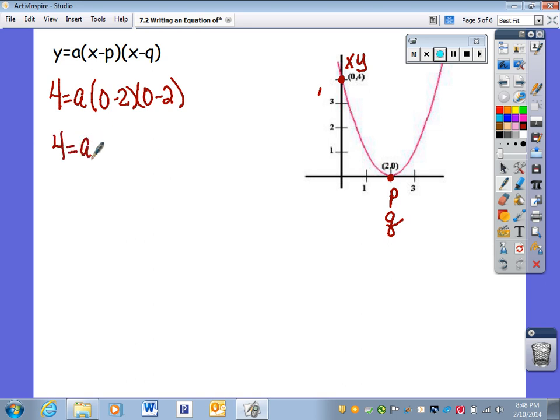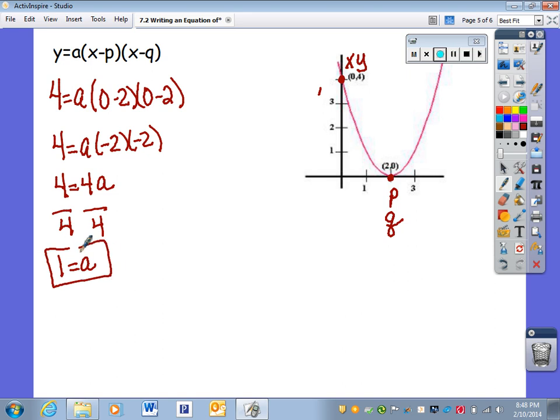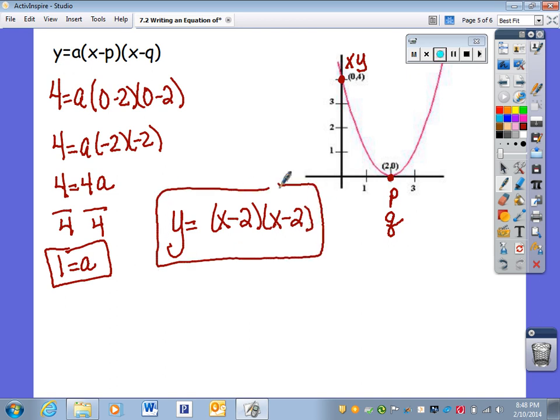So we have 4 equals a times negative 2 and negative 2. Negative 2 times negative 2 is 4, and we're going to divide both sides by 4 to find that our a value is a positive 1. Let's double check that. Positive meaning our parabola is opening up, and it does look like it is in the standard width position. So let's write the equation. So we have y equals 1, x minus 2, and x minus 2. And that is our equation of this parabola in intercept form.